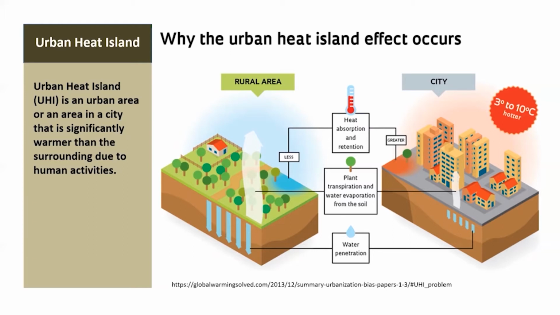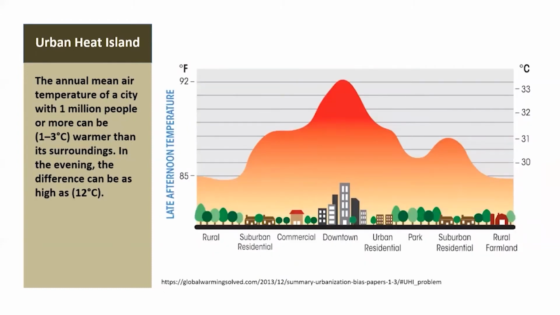Urban heat island, therefore, is an area which is significantly warmer, and the main reason is human activities, which include construction, the materials, the whole building surfaces that are used, and so many other factors. The annual mean air temperature of a city with 1 million people is about 1 to 3 degrees Celsius warmer than its surroundings, and in the evening, this can be as high as 12 degrees.